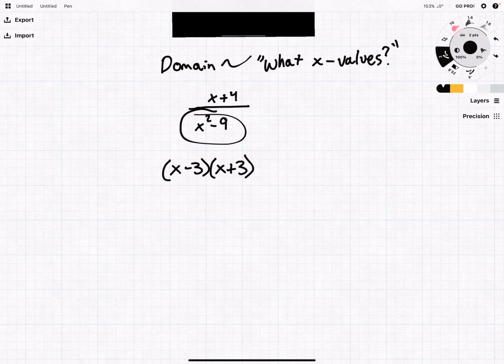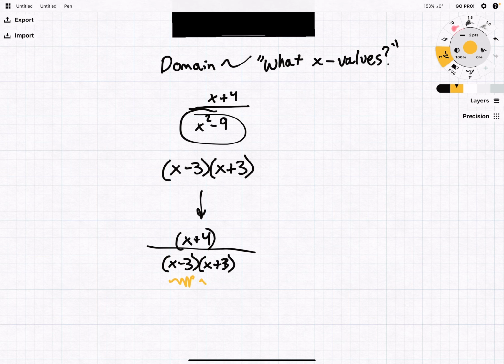But anyways, when you factor it out, we will end up getting x plus 4 as usual on the numerator. And on the denominator, we will have x minus 3 and x plus 3. And so we know we can never have 0 in the denominator. So what would make the denominator 0? Well, if any of these two terms here, underlined in yellow, equal 0, then 0 times anything else will also be 0.